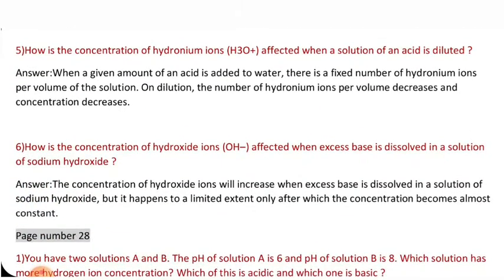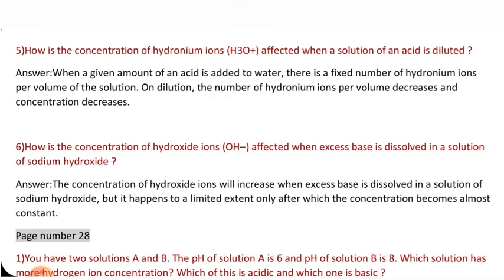How is the concentration of hydronium ions affected when a solution of acid is diluted? When a given amount of acid is added to water, there is a fixed number of hydronium ions per volume of the solution. On dilution, the number of hydronium ions per volume decreases and concentration also decreases.